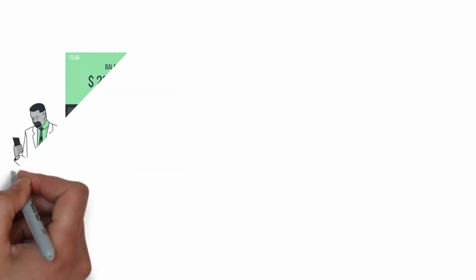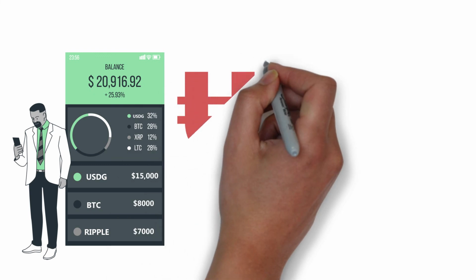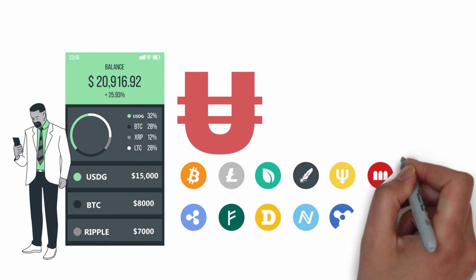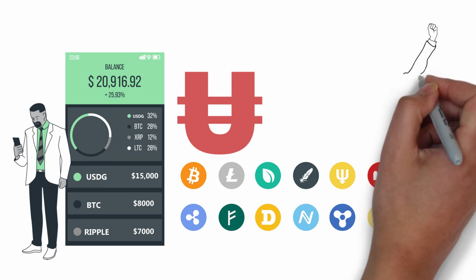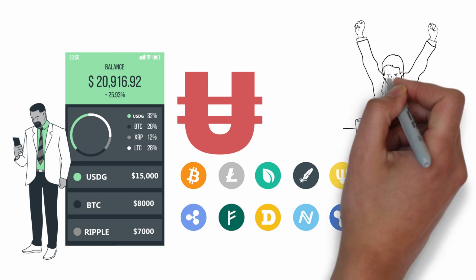A wise approach to diversification would be to diversify your portfolio with a stablecoin like USDG along with high-potential yield coins. By doing so, you'll be able to maximize your leverage, ensure your liquidity, and minimize your risk.